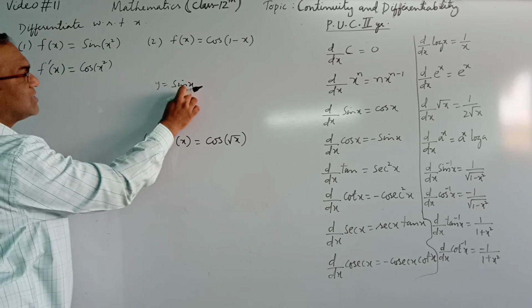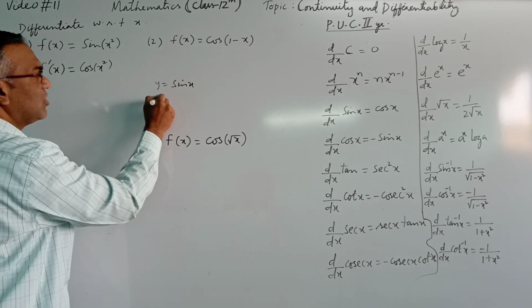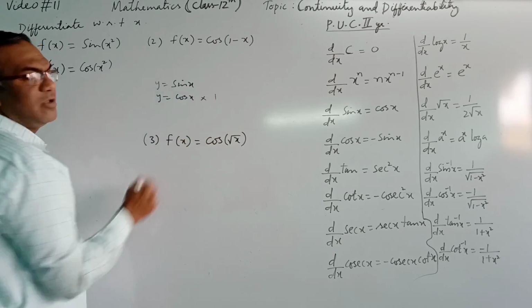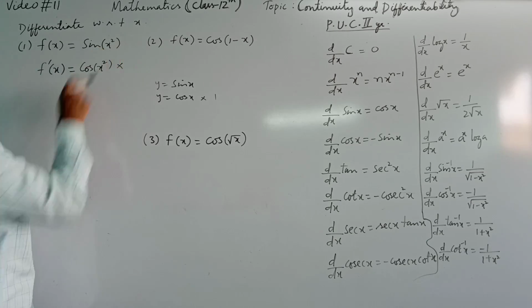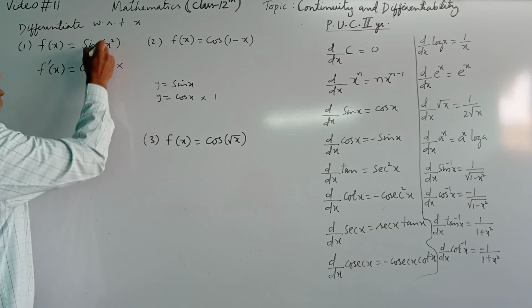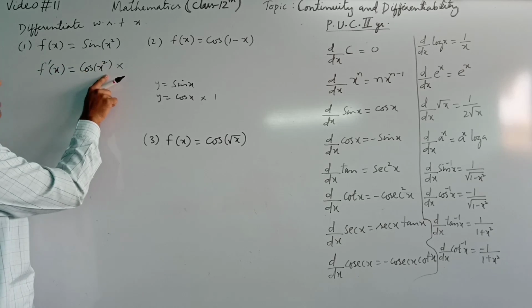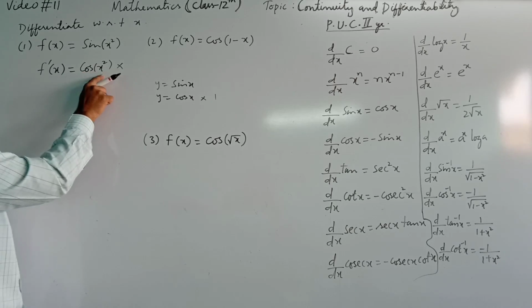If it was only x, no need to differentiate this because it will be 1. Right? Y is equal to cos x, that's it, into, if you differentiate x, it will be 1. No need to do that. But here it's not x, it's x square. So we have to differentiate this part also. We just differentiated sine x square, it's cos x square. Differentiation of sine is cos, and whatever is the angle of sine, same will be the angle of cos.